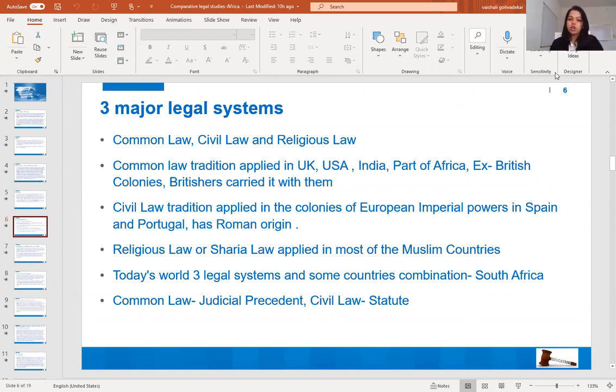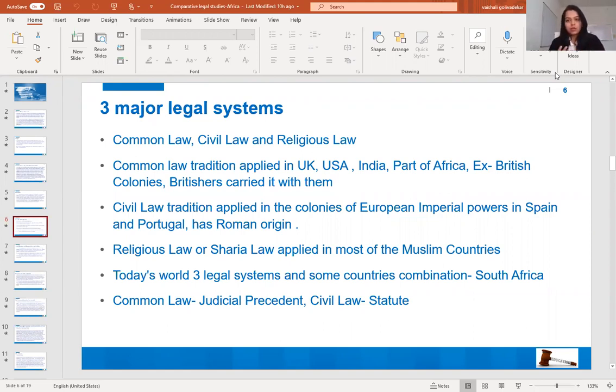The second is the civil law tradition, which is applied in colonies of European imperial powers like Spain and Portugal. Spain and Portugal ruled so many countries. They made their colonies in those countries, and those countries still follow civil law. So common law is followed in some countries, civil law in some countries, and Muslim countries follow religious law, which is also called Sharia law. In today's world, all three legal systems are still there.